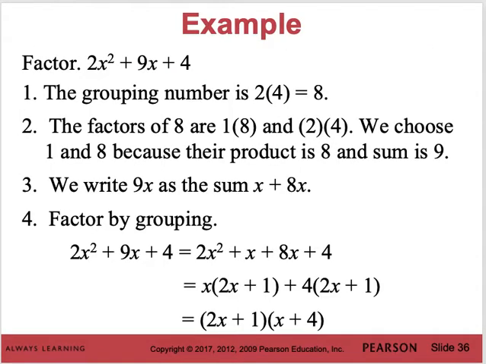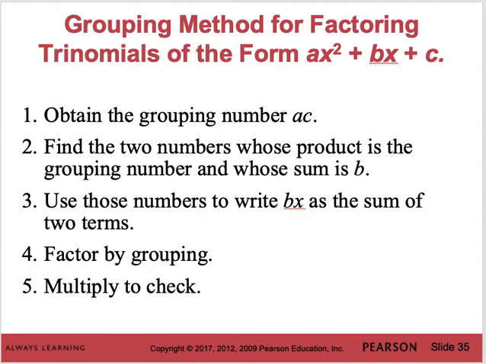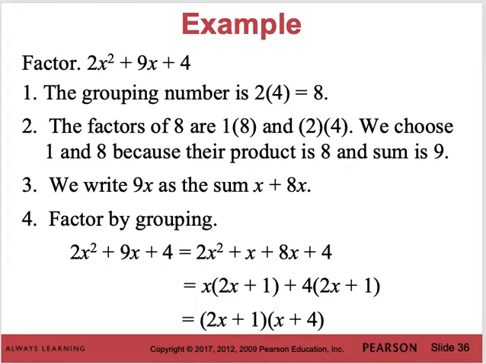So here is an example of a strategy we can use for factoring. Okay, so this is a different type of strategy, the grouping method. So start with your grouping number. 2, here's our coefficient, right, times 4 equals 8. The factors of 8 are 1 and 8 and 2 times 4. We choose 1 and 8 because their product is 8 and their sum is 9, right? So all these numbers work together.